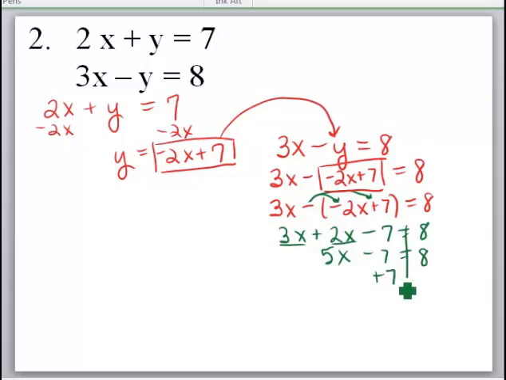I could add 7 to both sides. I get 5x equals 15. Divide by 5, and x is 3.